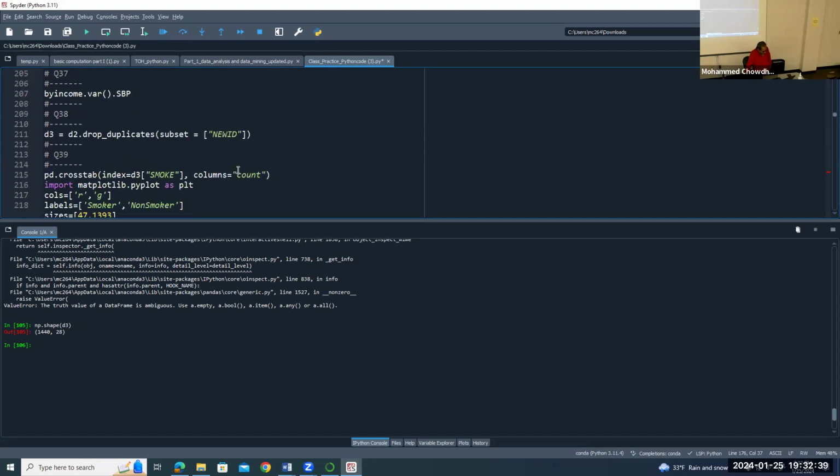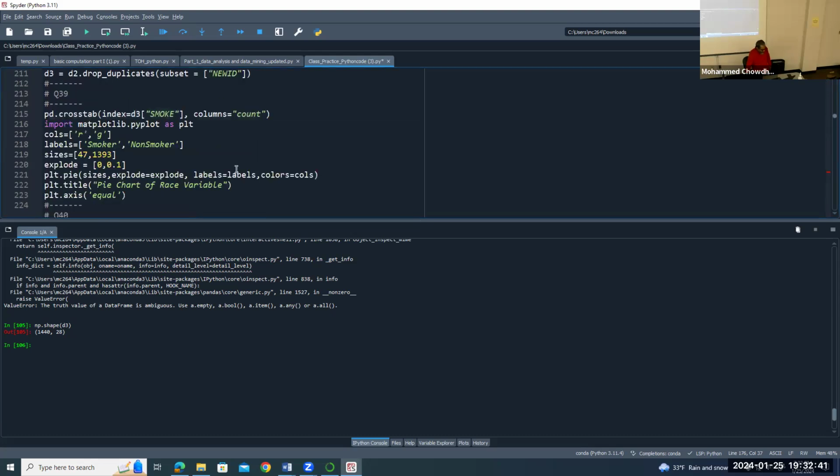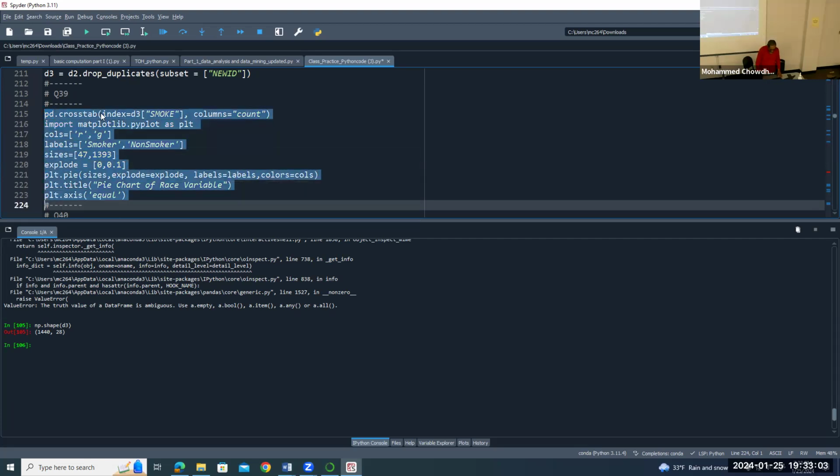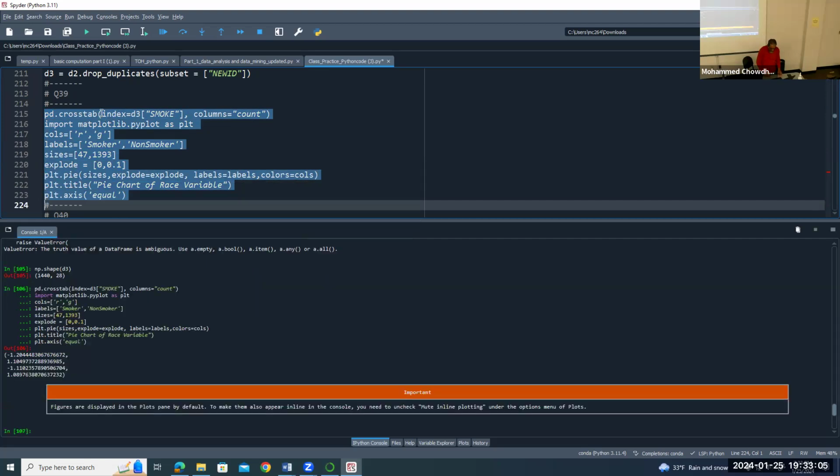Let me start now from question number 39. Questions 39 to maybe 50 or 55 will all be graphical presentations. So I want to first do the bar chart and pie chart. Bar chart and pie chart are done for the qualitative or categorical variable. So there is a race variable. I want to find the bar chart and first the pie chart.